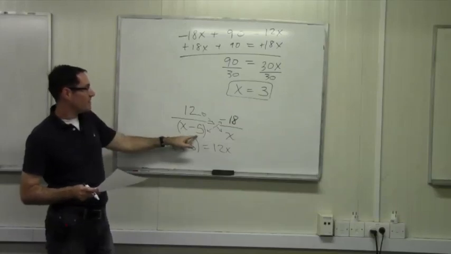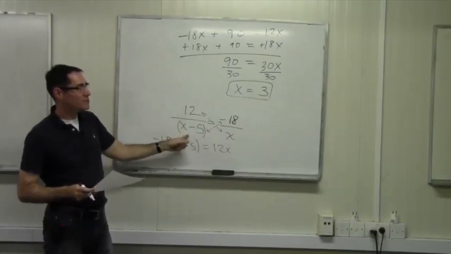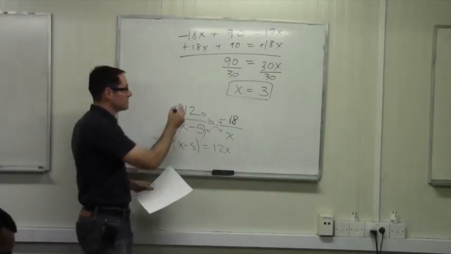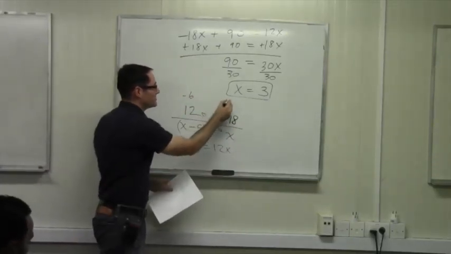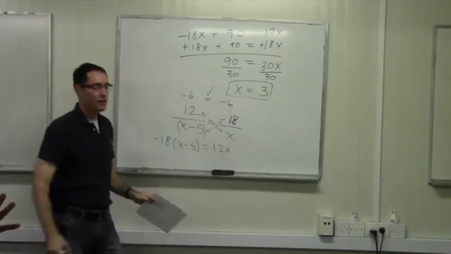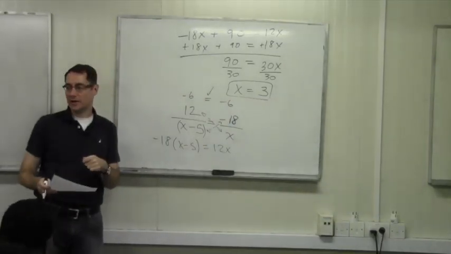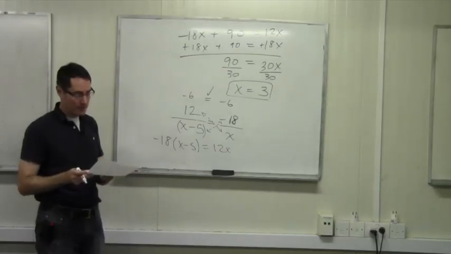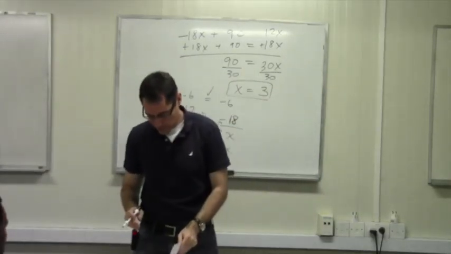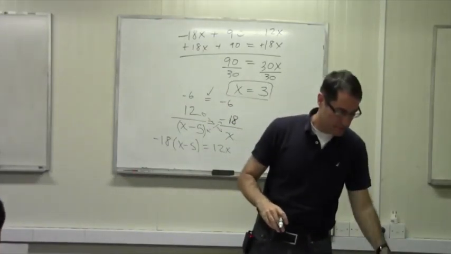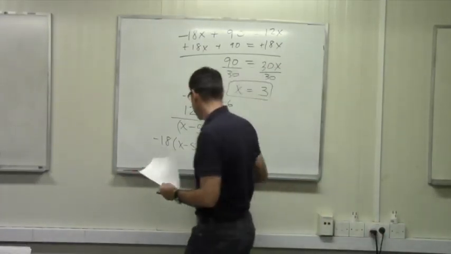3 minus 5 is negative 2. 12 divided by negative 2 is negative 6. Negative 18 divided by 3 is negative 6. We're good to go. Always check your answer if you can. And I'll give you enough time to check your answer. Okay? All right. Let's do one more example.